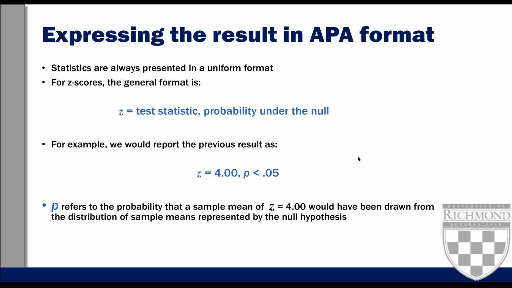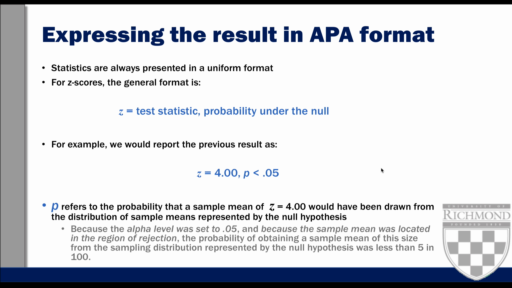So p refers to the probability that a sample mean of z equals 4.0 would have been drawn from the distribution of sample means represented by the null hypothesis. In other words, the sampling distribution. What's the likelihood that we would just draw it out of that distribution? Less than 5 in 100. And if it's less than 5 in 100, what we think is that the sample, because it's showing an effect of the pill, represents a different population. That population now is a population of individuals who have been treated by the pill, which has increased their IQ score, right? And they look different. They're a different population than people who've been treated by the pill and it's done nothing, or who haven't been treated at all.